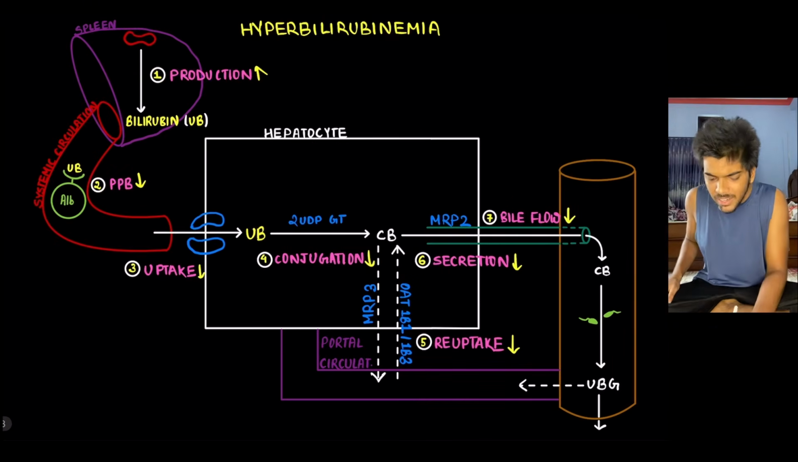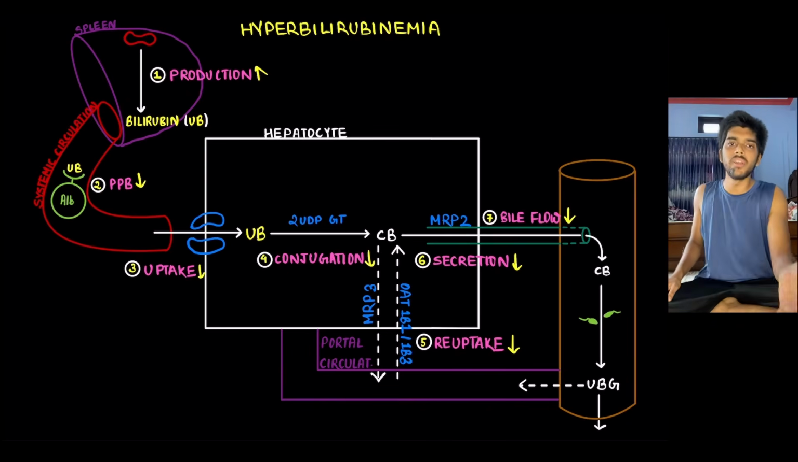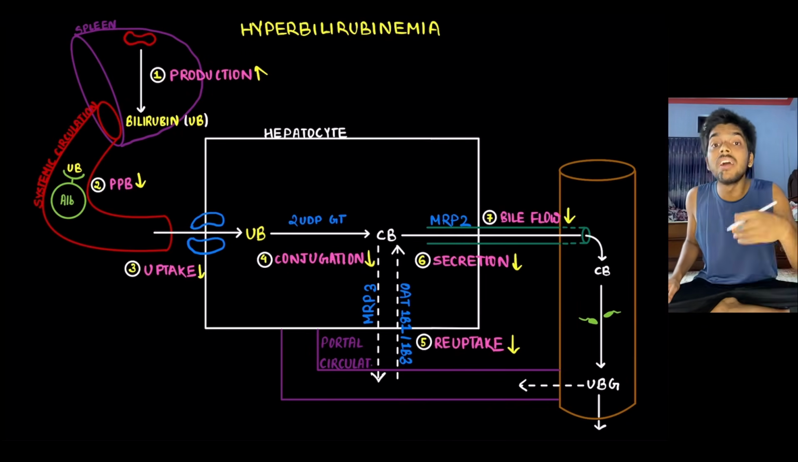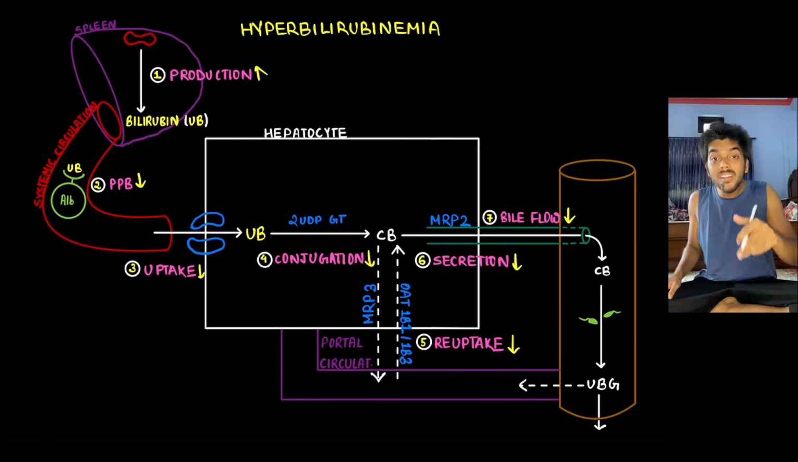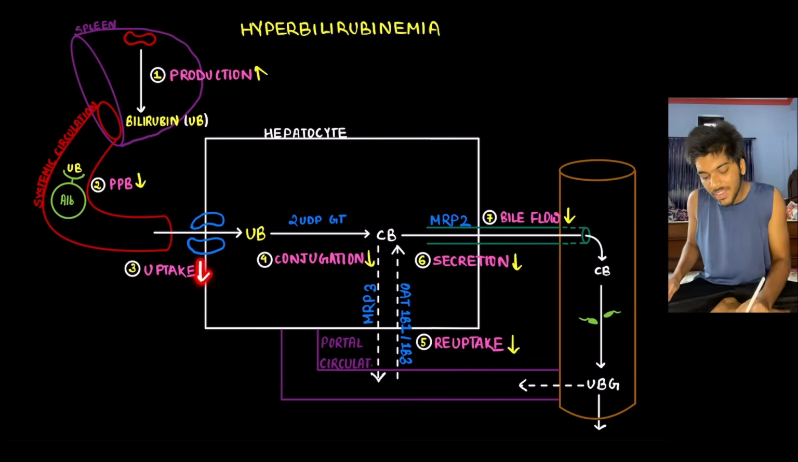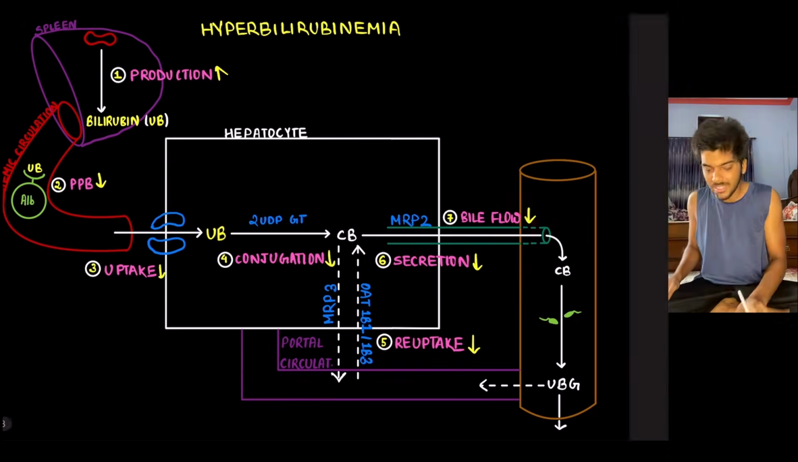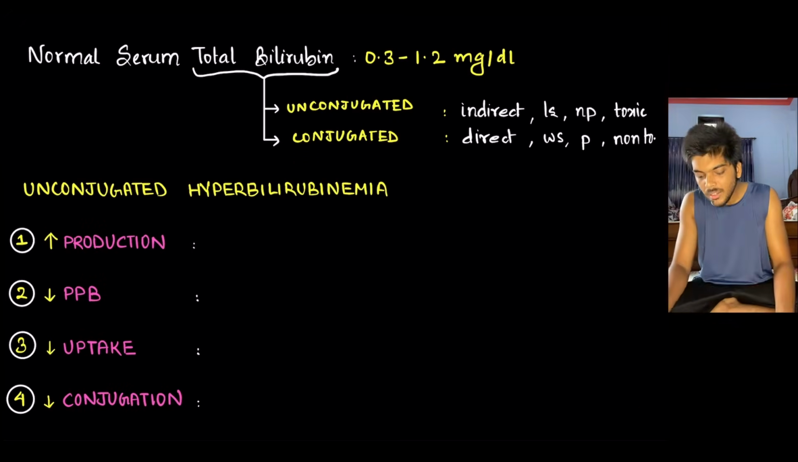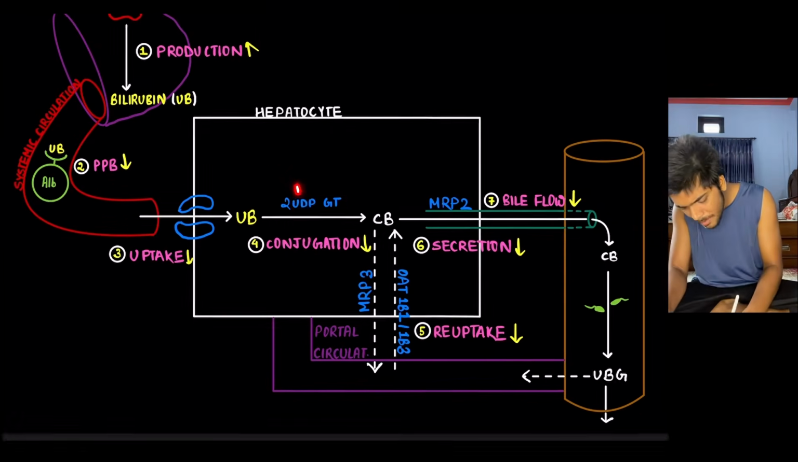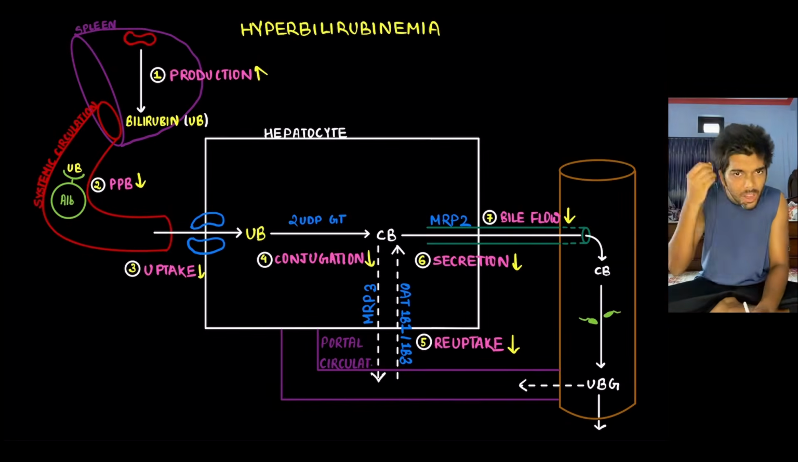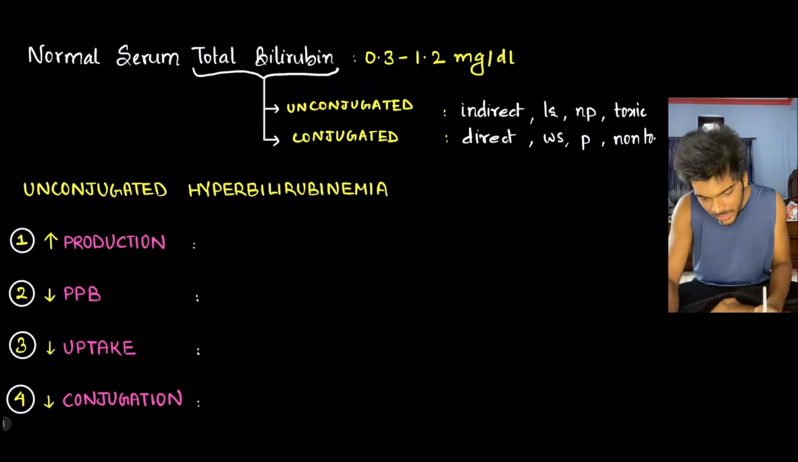Okay, there is increase in production of unconjugated bilirubin leading to unconjugated hyperbilirubinemia. But what causes the increase in production? What causes the decrease in plasma protein binding? What causes the decrease in uptake? What causes decrease in conjugation? What causes the decrease in reuptake? What causes the decrease in secretion? What causes the decrease in bile flow? Let's see. Starting off with unconjugated hyperbilirubinemia. Again, before this, all four of them are unconjugated hyperbilirubinemia. Starting off with production.